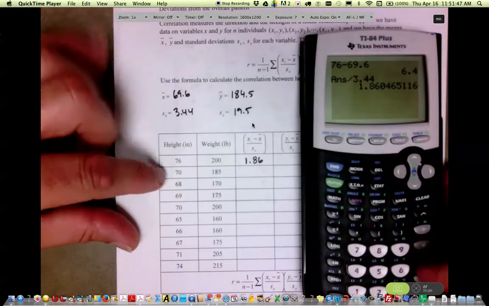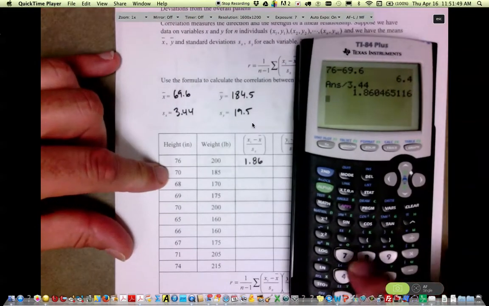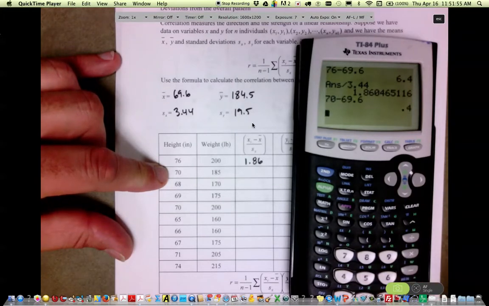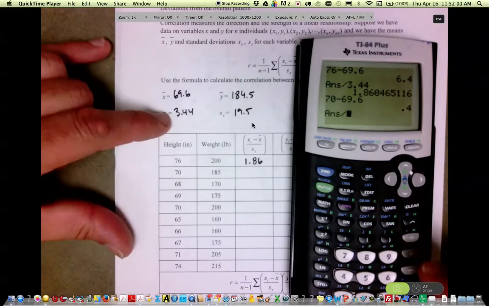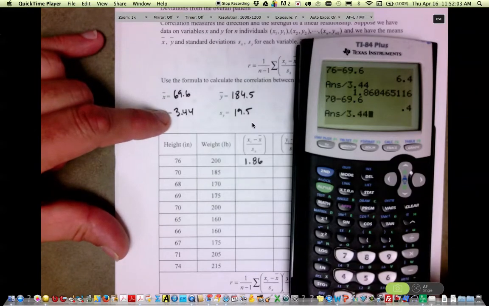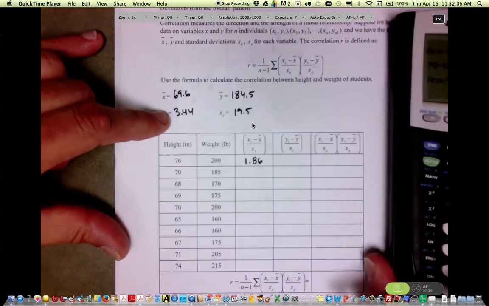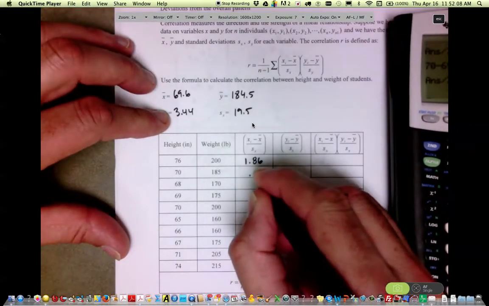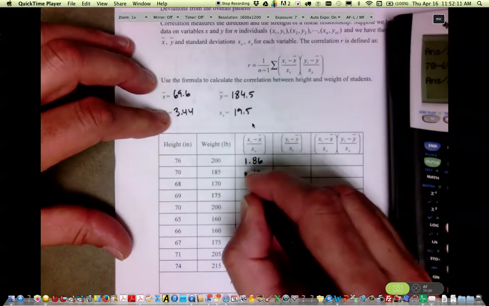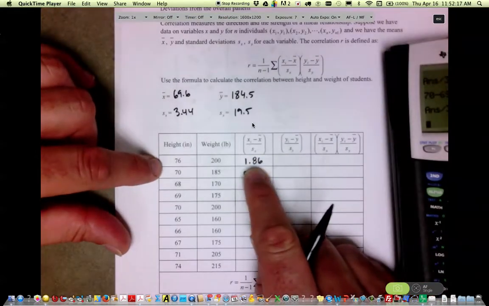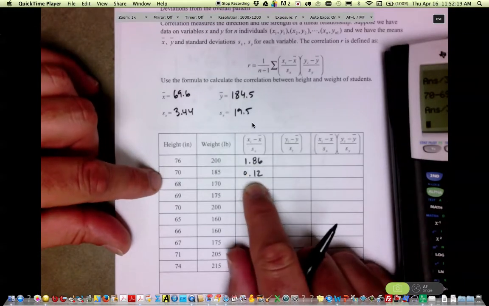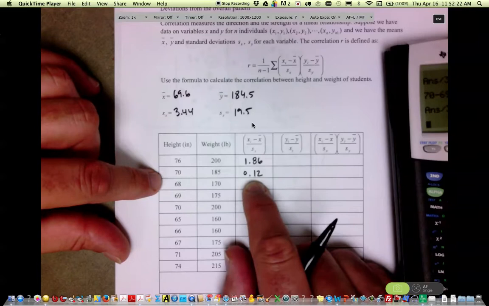1.86. Then I'm going to go to the next kid, and I'm going to say take 70 minus 69.6. He's 0.4 inches above the mean, and then we're going to divide by the standard deviation, 3.44, and we get a contribution here of 0.116. I'm going to just call that 0.12. If you look at what these numbers represent, these are z-scores. This first kid is almost 2 standard deviations above the mean, and this kid is just barely above, 12 hundredths of a standard deviation above the mean.